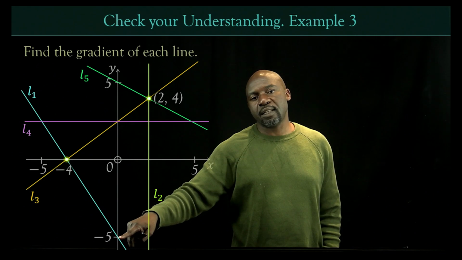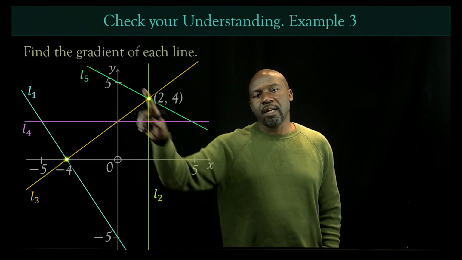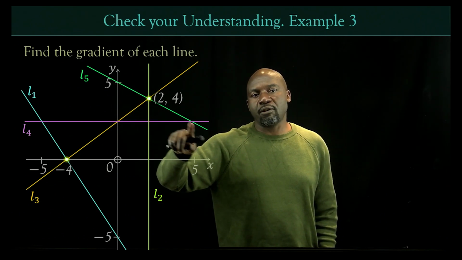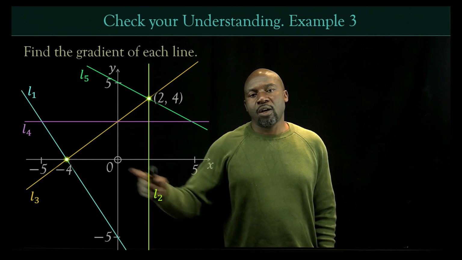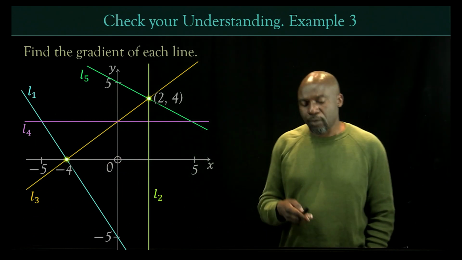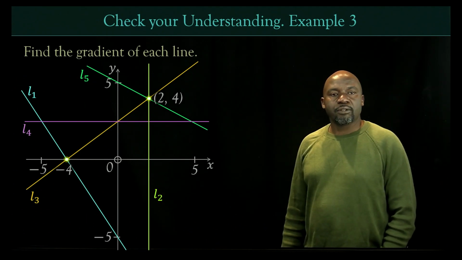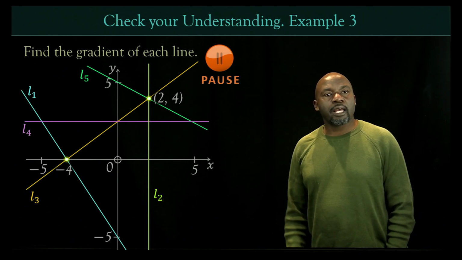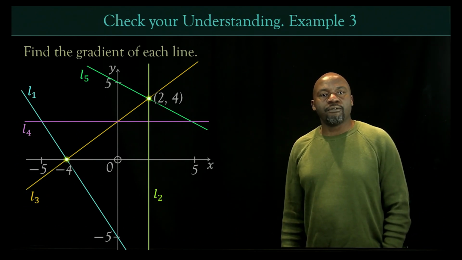The coordinates here are 0, -5. Okay, the coordinates here are 0, +5. So we can use this point and that point to find the gradient of this line. We can use that point and this one to find the gradient of this line. Okay, so if you have paused the video and done this correctly, you should end up with the following values.